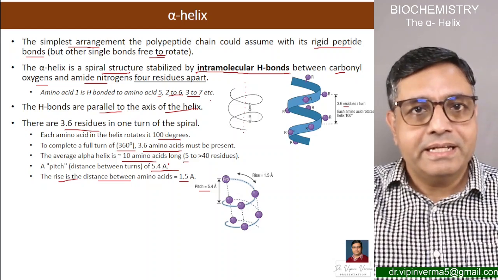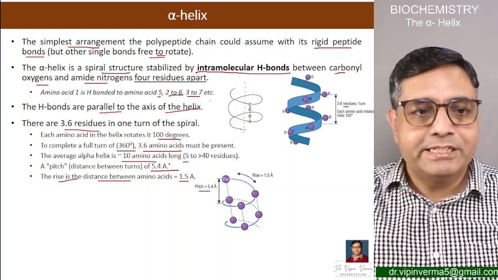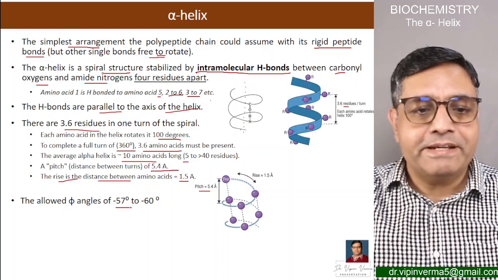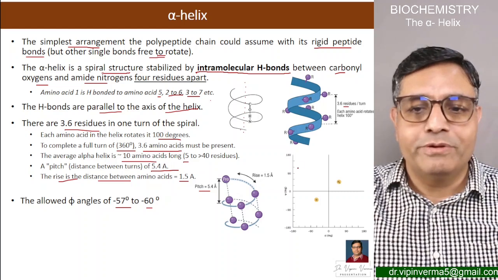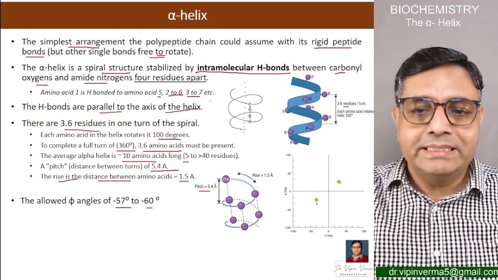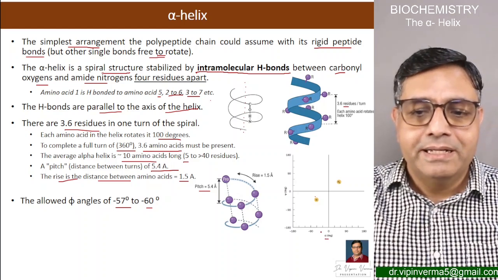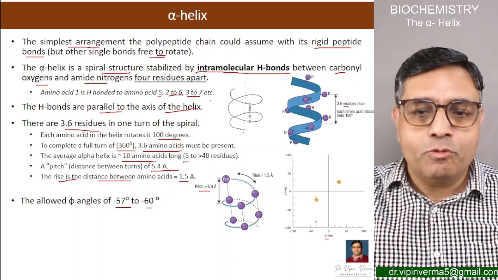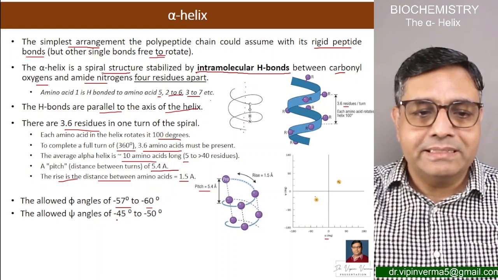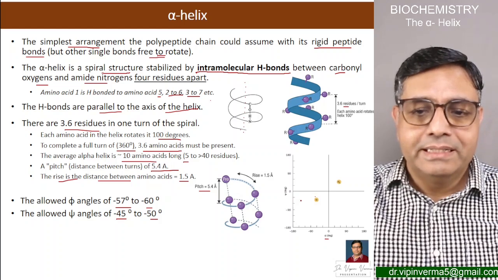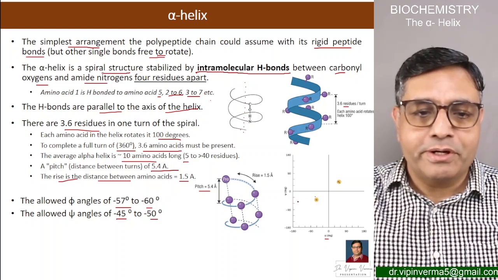Every data here has been experimentally determined. Now the allowed phi angles are minus 57 degrees to minus 60 degrees. So if you can see the Ramachandran plot, this is our alpha helix, and the phi angle here falls somewhere around minus 57 to minus 60 degrees, and the psi angles are minus 45 to minus 50. So this is the psi angle, falling somewhere around minus 45 to minus 50.